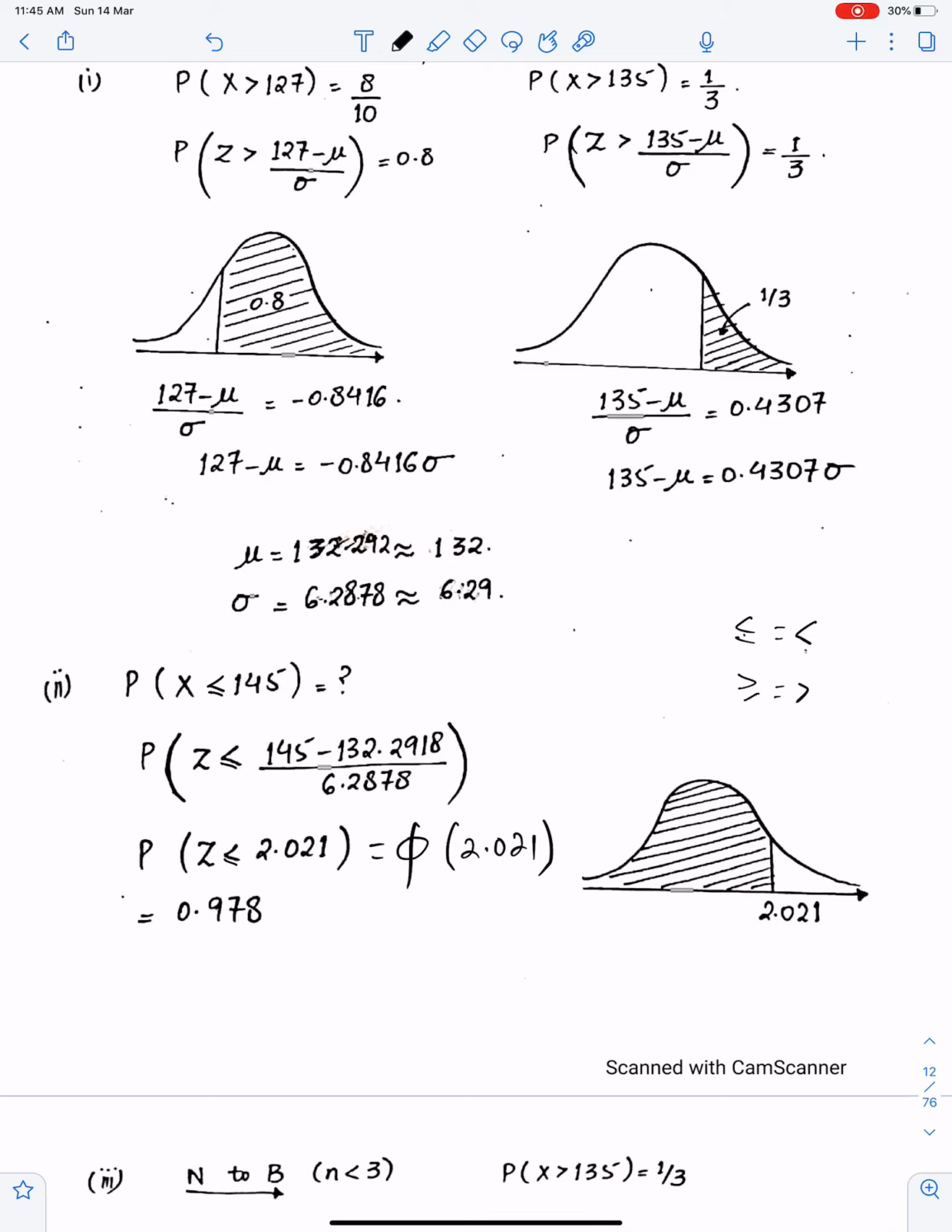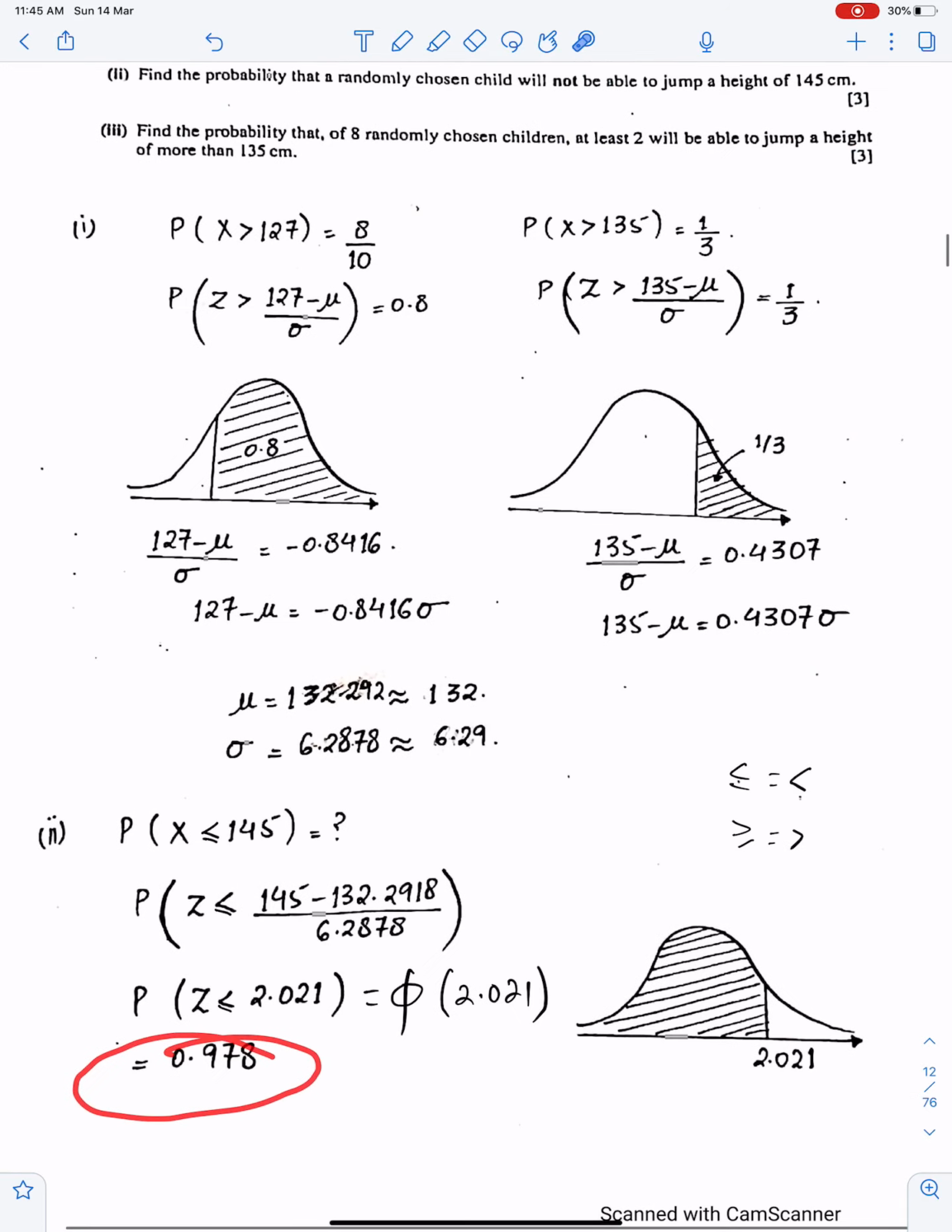So your answer is 0.978. You just need to solve this inequality with the help of these values of mu and sigma. Make sure you use the accurate values of mu and sigma. That's your answer.